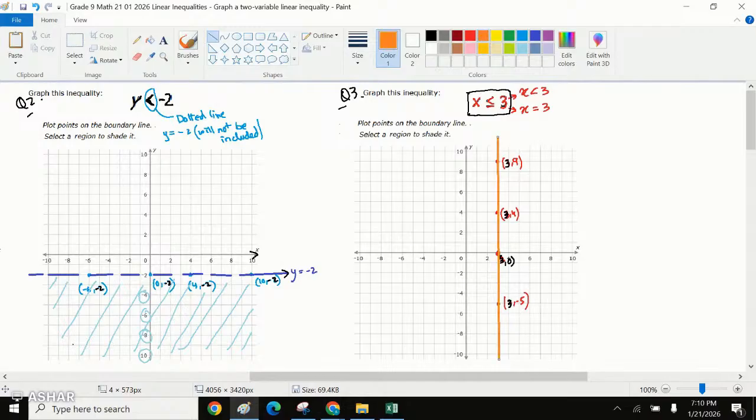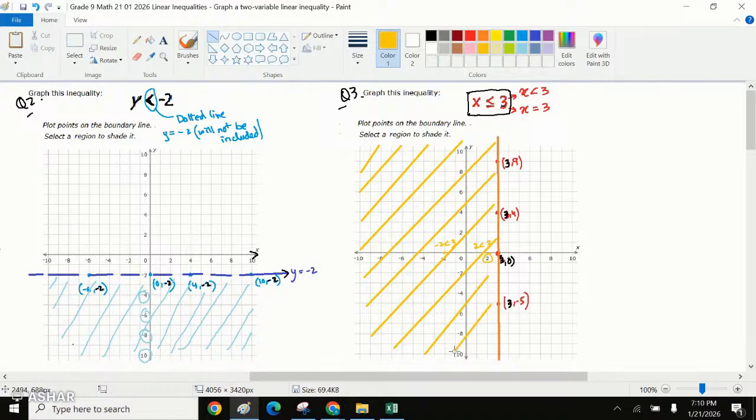4 is greater than 3, but 2 would be, we can say 2 is less than 3, right? -2 is less than 3, and so on. That means we need to shade an area. We need to shade this region over here. And we usually shade by drawing lines in mathematics, okay?